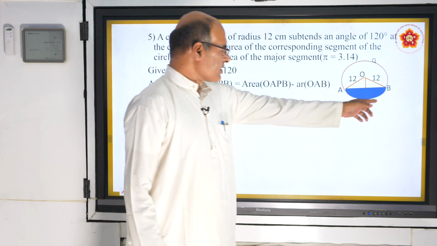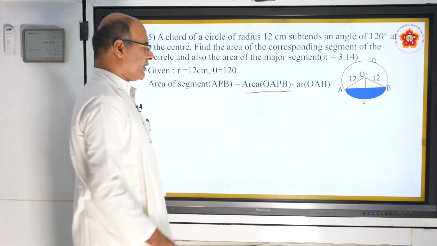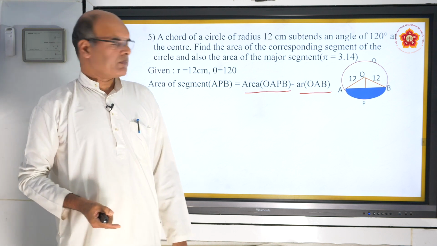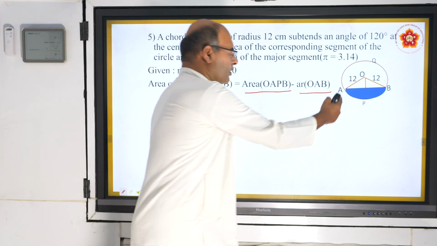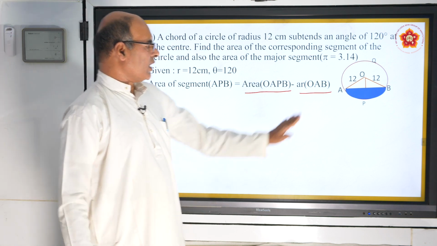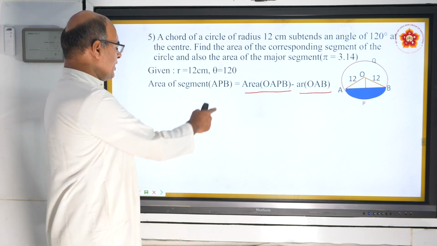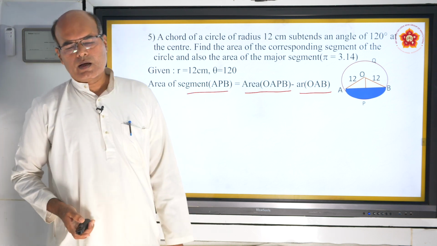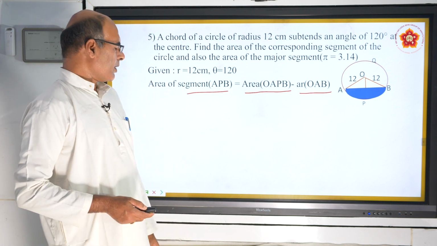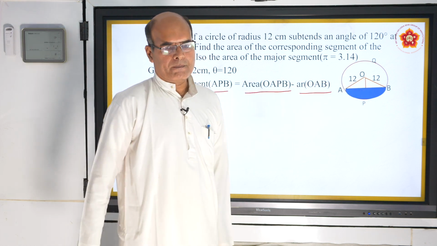To calculate the area of the segment, we have to first calculate the area of the sector, and we have to calculate the area of the triangle. If we subtract them, we get the area of the minor segment. And then find out the area of the total circle, pi r square. Subtract the area of the minor segment, we get the area of the major segment. But here a problem arises: how to calculate the area of this triangle.